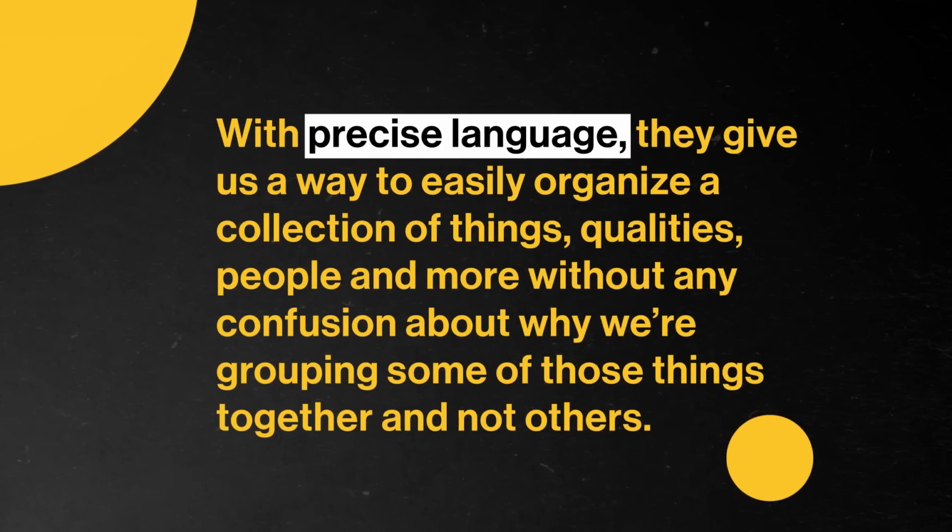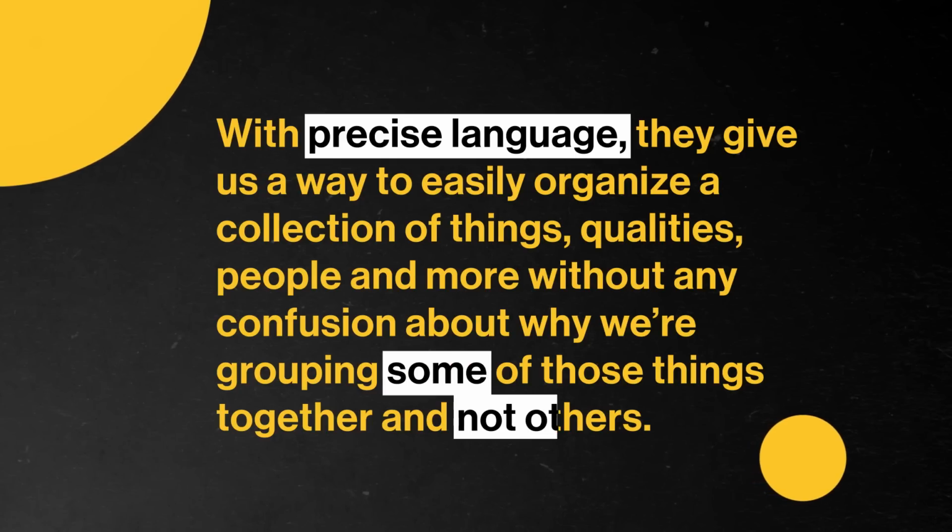With precise language, they give us a way to easily organize a collection of things, qualities, people, and more, without any confusion about why we're grouping some of those things together and not others. So when we have a set, but we want to get more specific about the elements in that set, of course we have a word for it. In math, when we make a new collection out of a collection of things we already have, we call it a subset.